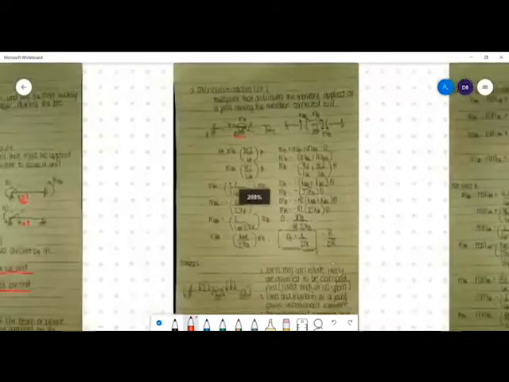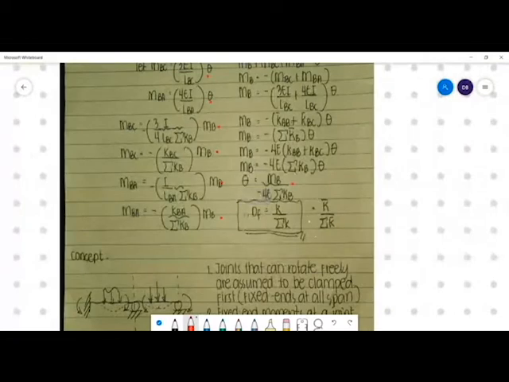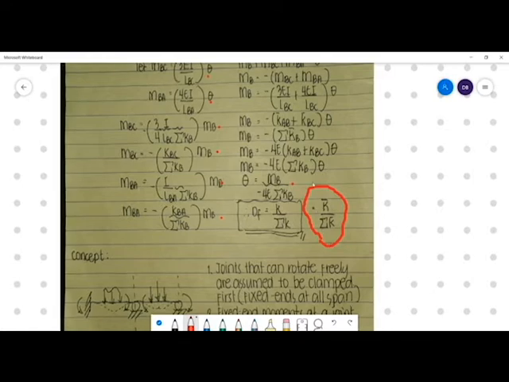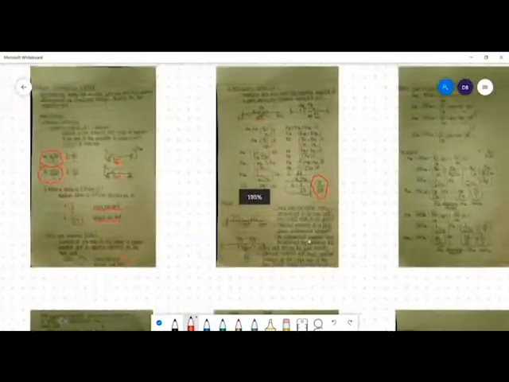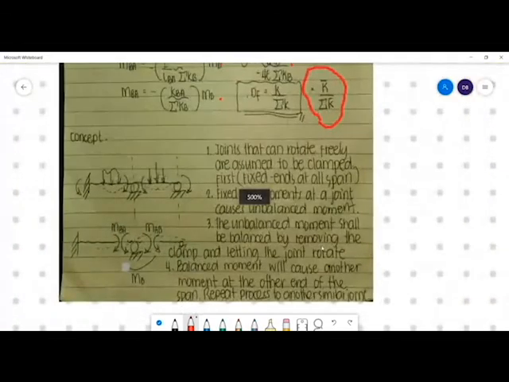Also, you can use the absolute stiffness as a means to compute the distribution factor. Okay? So let me discuss the concept to you, and later I will show you how it is mathematically applicable, and why it works this way.